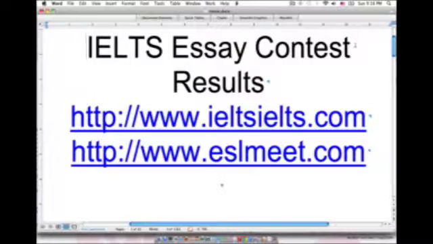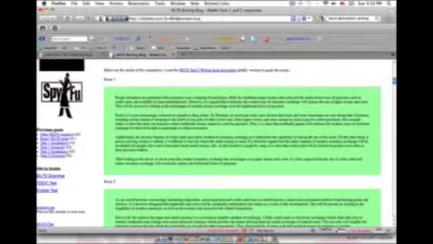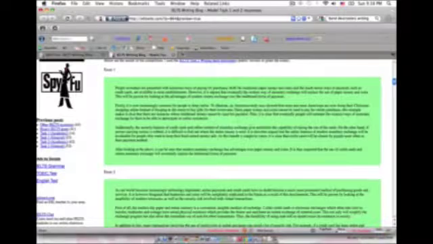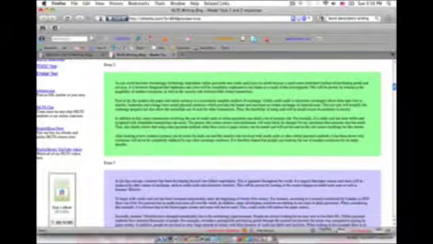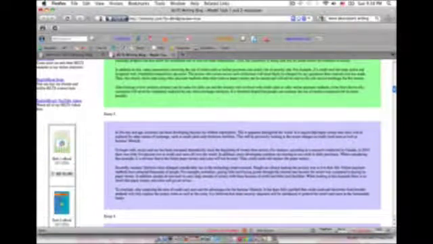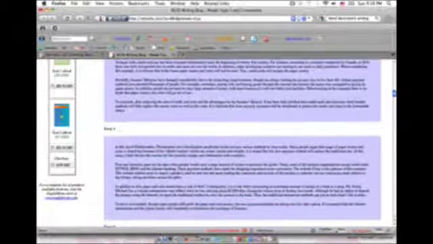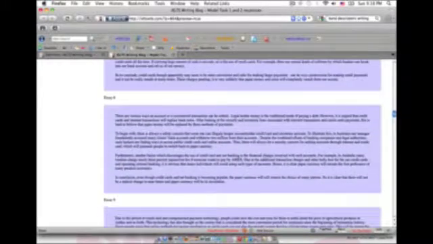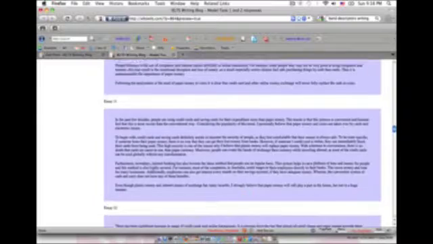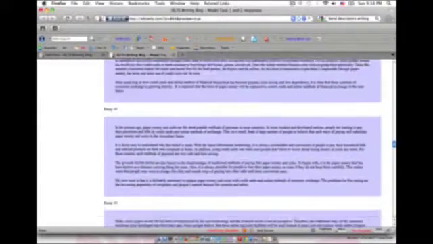I've posted them to the blog, and I've done so in order of quality. The essays denoted by green are essays that scored above a 7. Blue indicates essays scoring around a 6, and red denotes essays scoring under a 6.